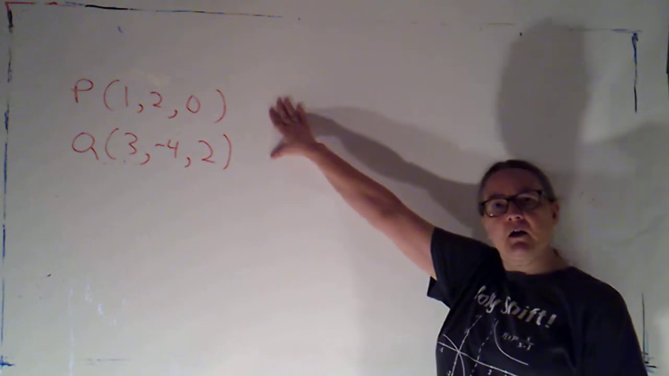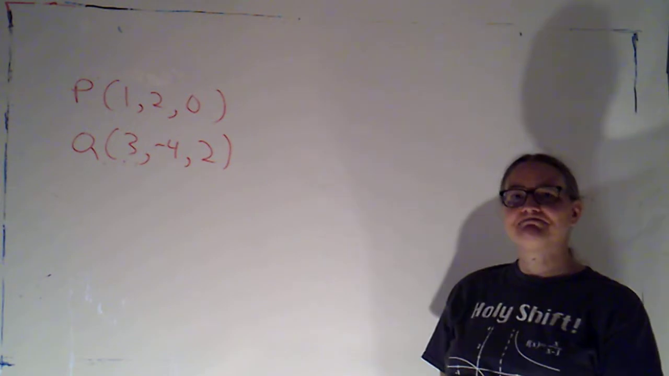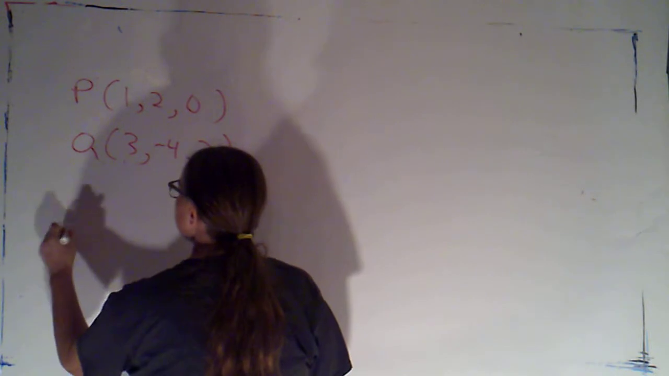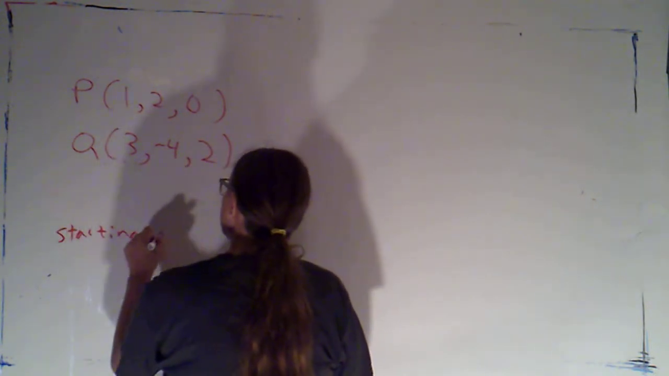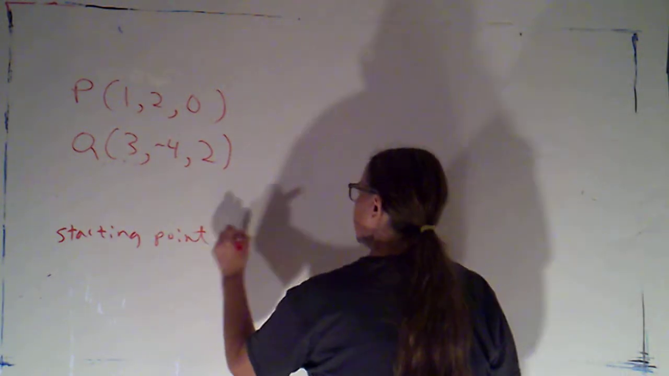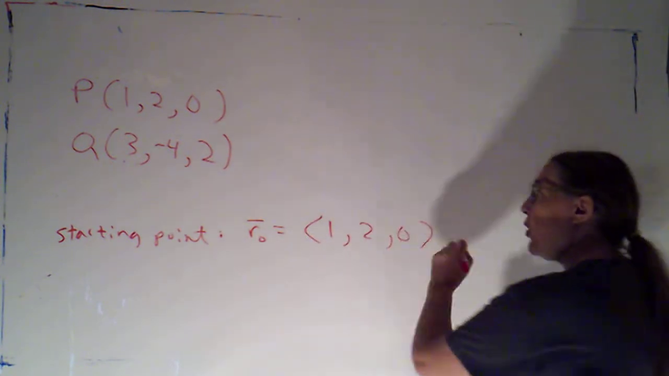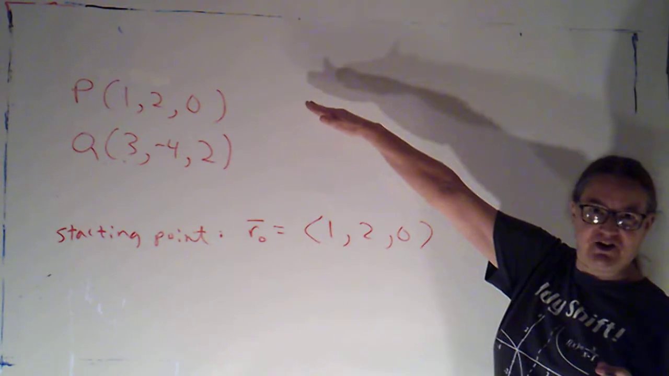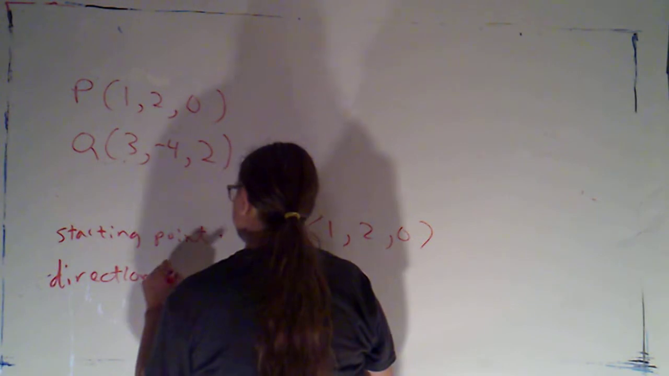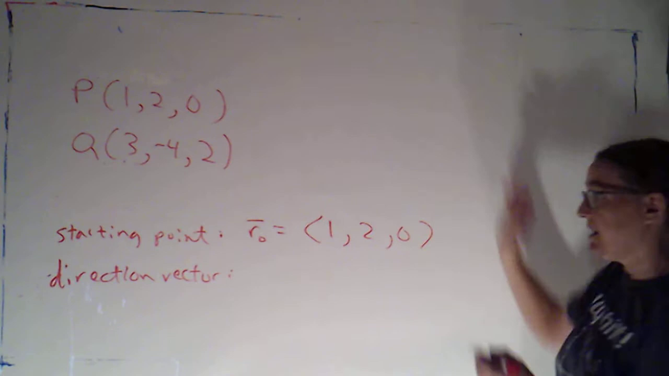But go ahead, pause the video right now, see if you can come up with a vector equation for this line. Welcome back. Okay, so I need two things. I need a starting point. I've got two very good options, P and Q. I'm just going to choose P, but I'm going to write it as a position vector that points to that location. And then I need a direction vector. Again, I've got two very nice options, either PQ or QP. I'm going to go with PQ.